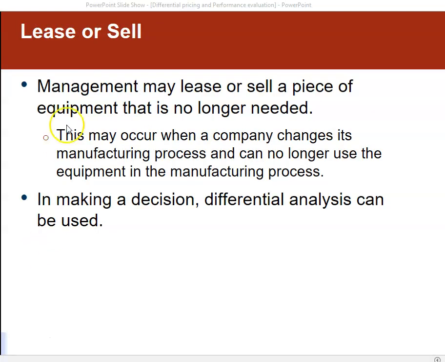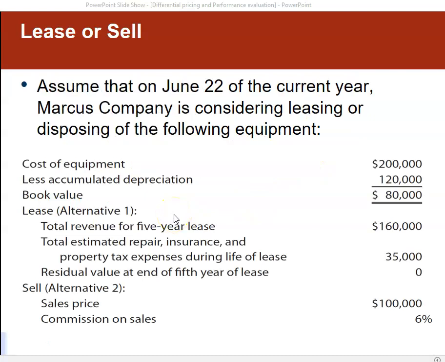All right, so the first one is a decision based on leasing or selling equipment. These are going to be fixed assets that we have. It says management may lease or sell a piece of equipment that is no longer needed. Just because it's no longer needed by us does not mean that someone else won't have a use for it. And so in making this decision, differential analysis may be used. So let's see here. It says, assume on June the 22nd of the current year, this company is considering leasing or disposing of the following equipment.